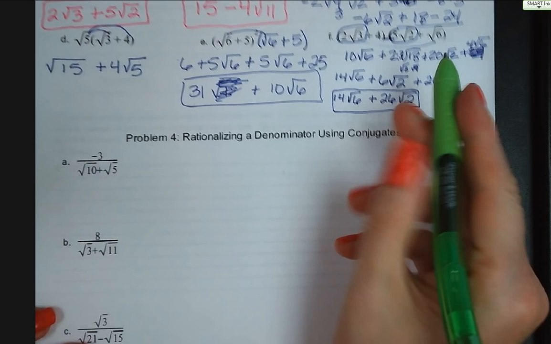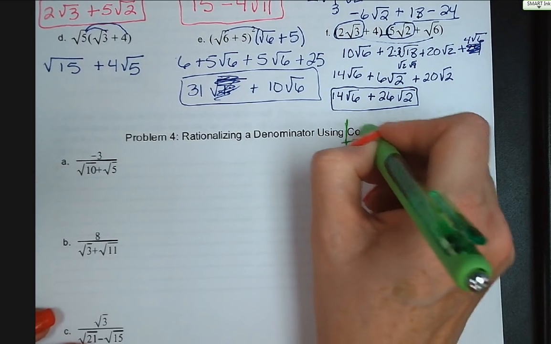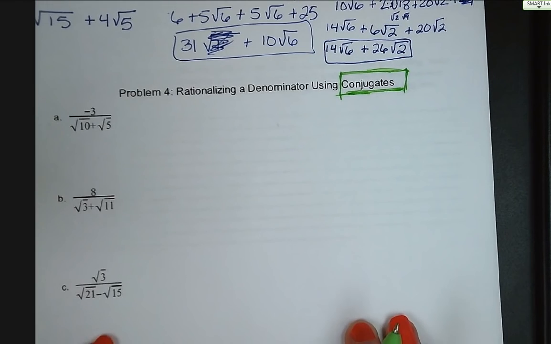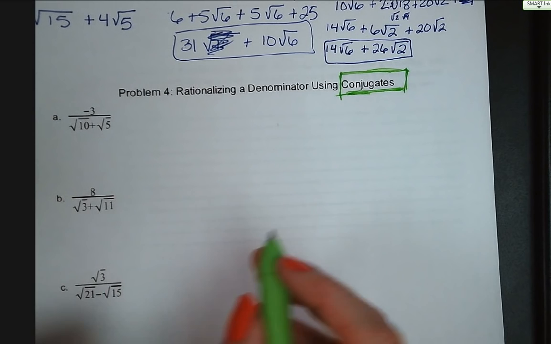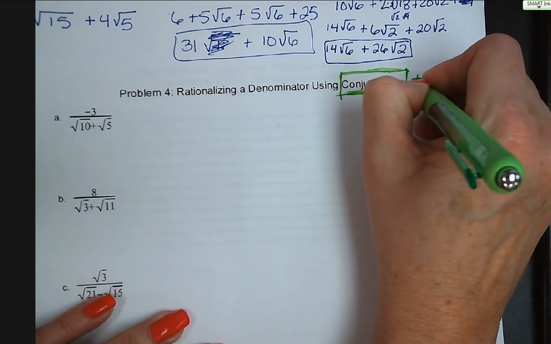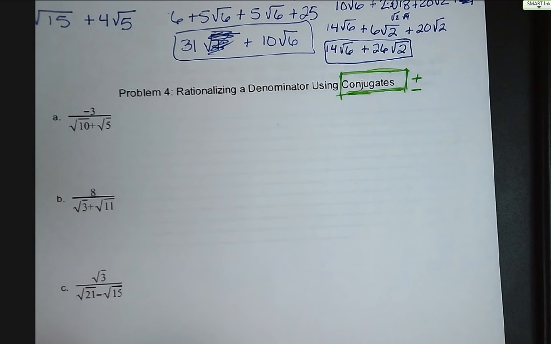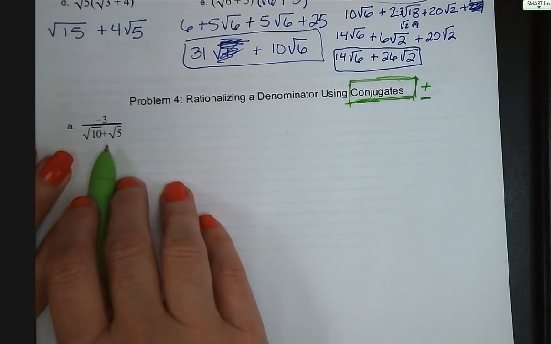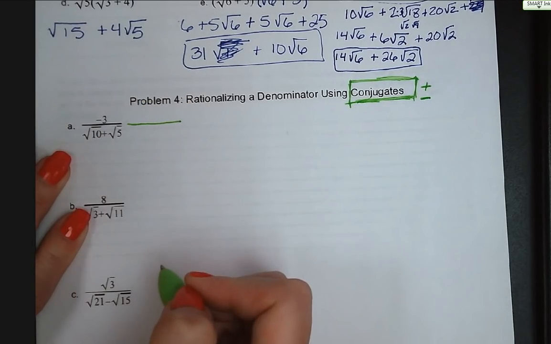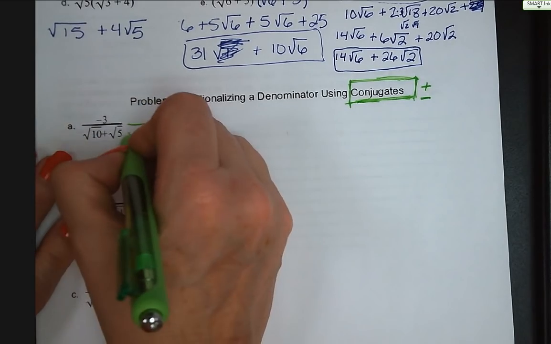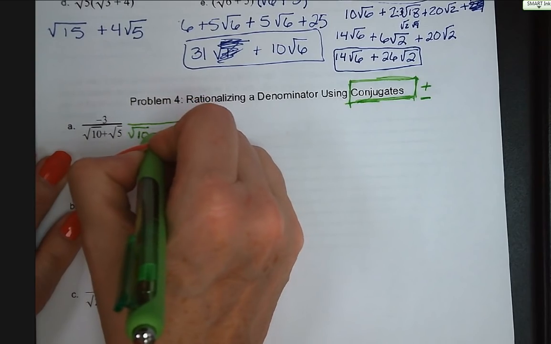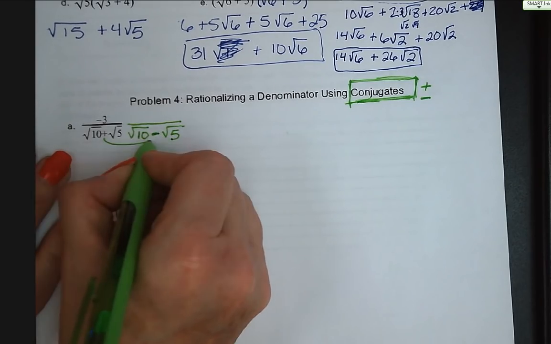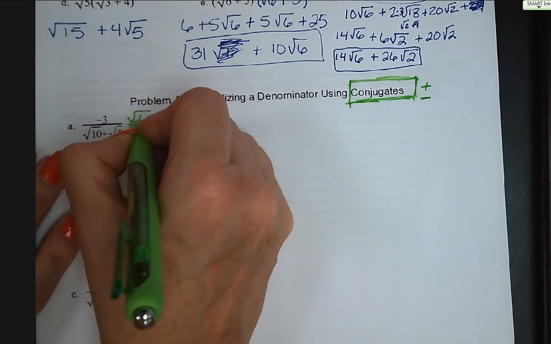All right, so problem 4, rationalizing a denominator using conjugates. So remember, the conjugate we said was pairs of sums and differences of radicals. Notice, we can't just multiply by one radical in the denominator to eliminate both of them. So we're going to essentially use FOIL and that perfect squares theorem to do our work for us. So the conjugate for square root of 10 plus square root of 5 is the square root of 10 minus the square root of 5. Okay, so we just flip the sign and we multiply by that on the numerator as well.